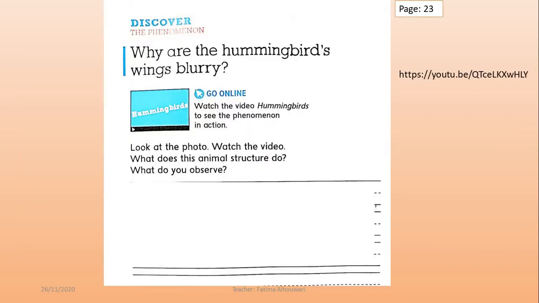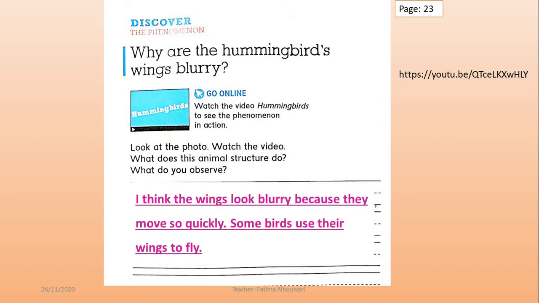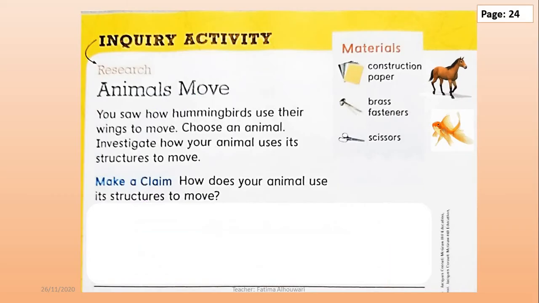Let's see in your book. We have a question here. As you see, what do you observe in that picture? We observe that the wings look blurry because they move so quickly. Some birds use their wings to fly. That's it. So please, grade one, open your book, page number 23, and write this answer here. Go ahead. Let's see the next page.